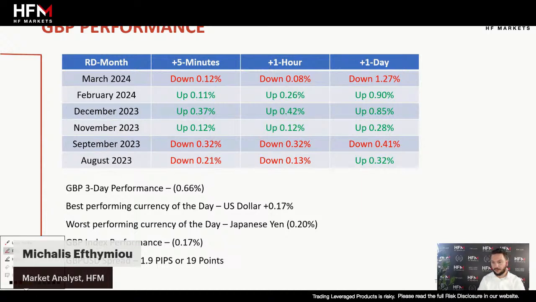Let's get our pen out. What can you see here? First 5 minutes versus the next hour. You can see most of the price movement happens in the first 5 minutes. Look at this. 0.37, 0.42 after 1 hour. It's only increased by 5 points. Here, 0.12, 0.12. No difference. Down 0.32, down 0.32. There's no difference there.